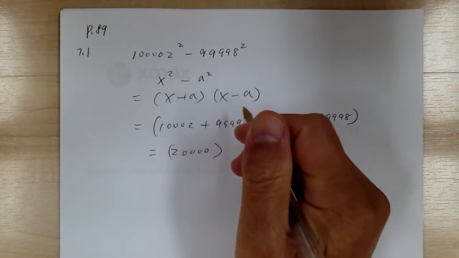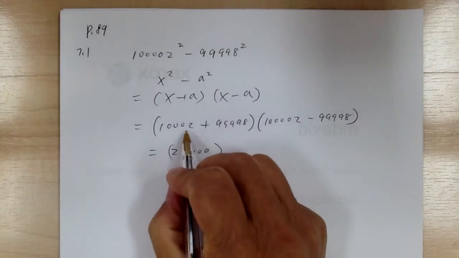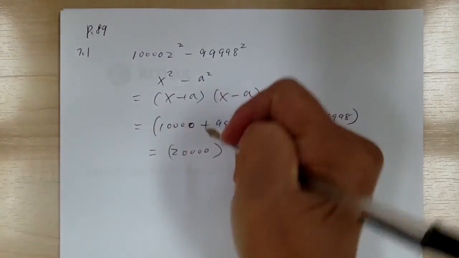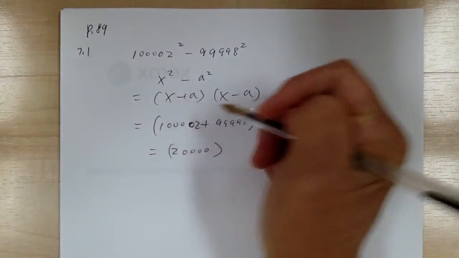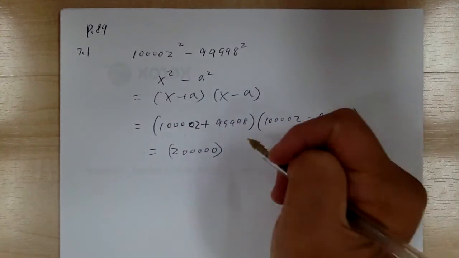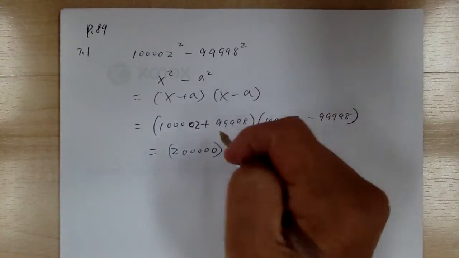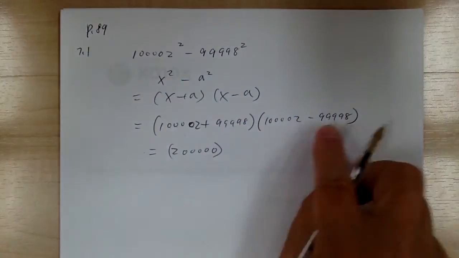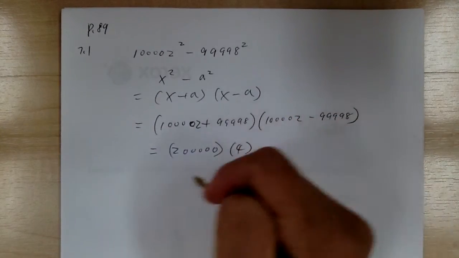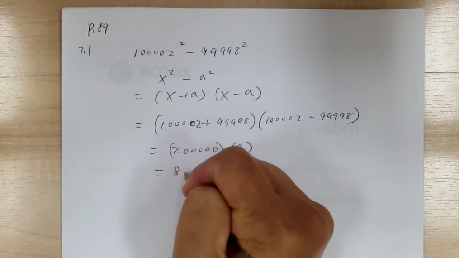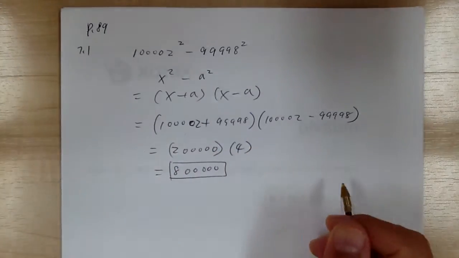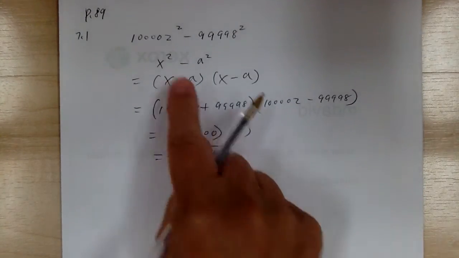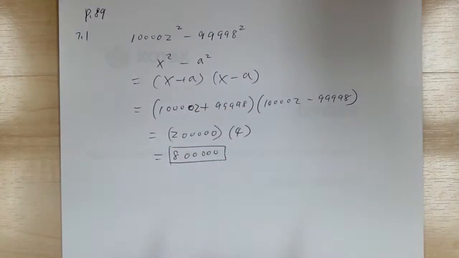So you just have to count up the digits. This plus will give you that. This minus that will give you 4, and so the answer will be just equal to 800,000. So you can see that's much quicker if you can use the factoring.